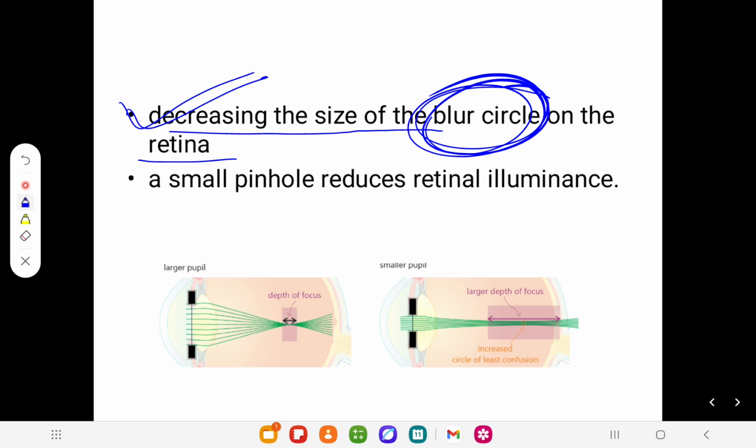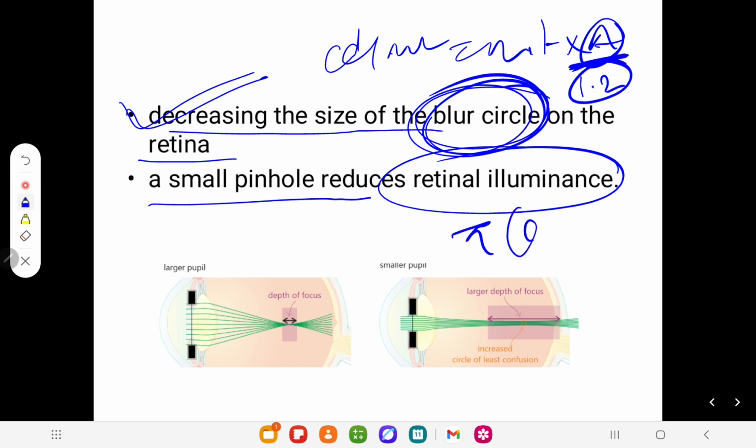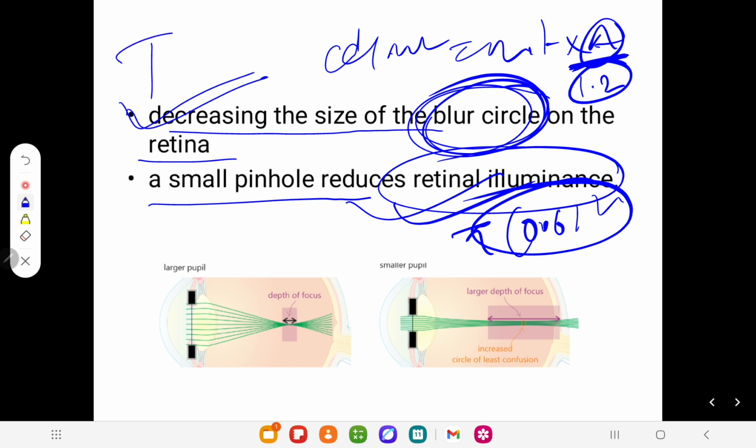Okay, a small pinhole reduces retinal illumination, isn't it? Because what is retinal illumination? Troland is the chart illumination in candela per meter squared multiplied by the area of the entrance pupil. The area decreases: 1.2 mm diameter means pi r squared with r equal to 0.6. Just do that. It reduces, and that's why retinal illumination also reduces. You know how to calculate Troland, isn't it? I have shown you Troland. You can calculate it by yourself.